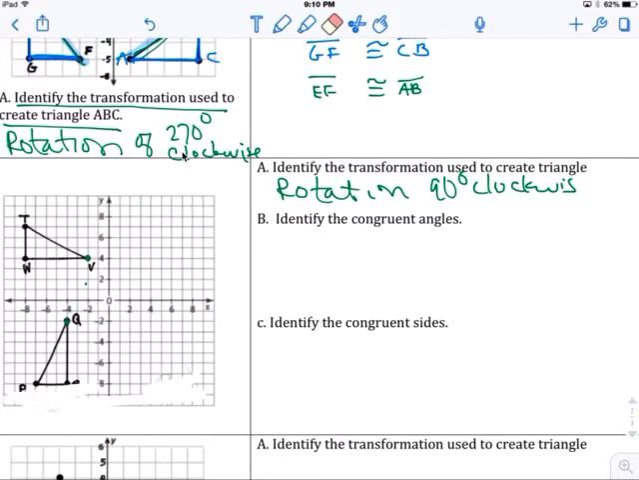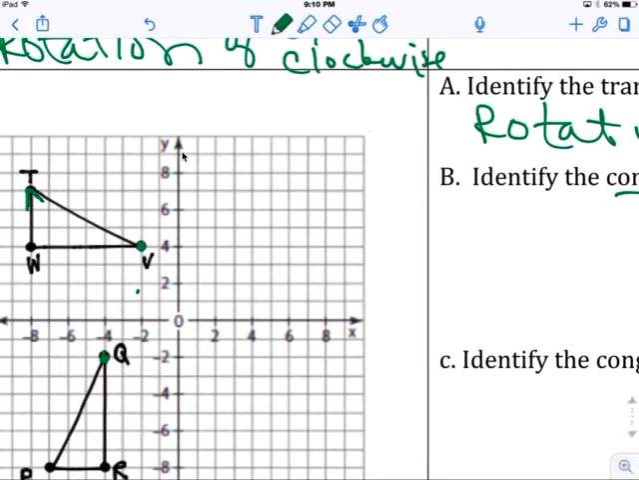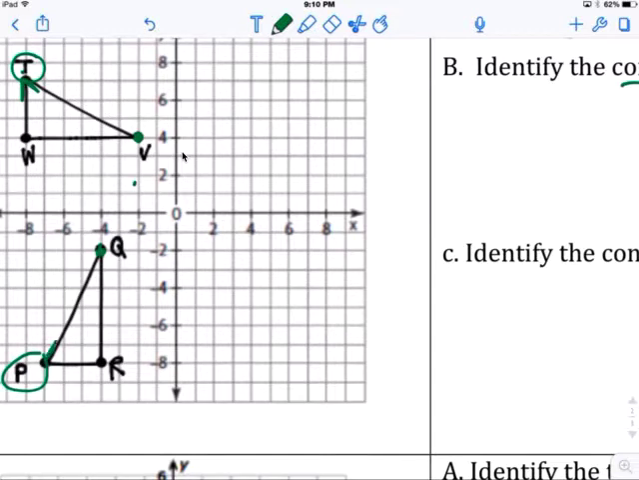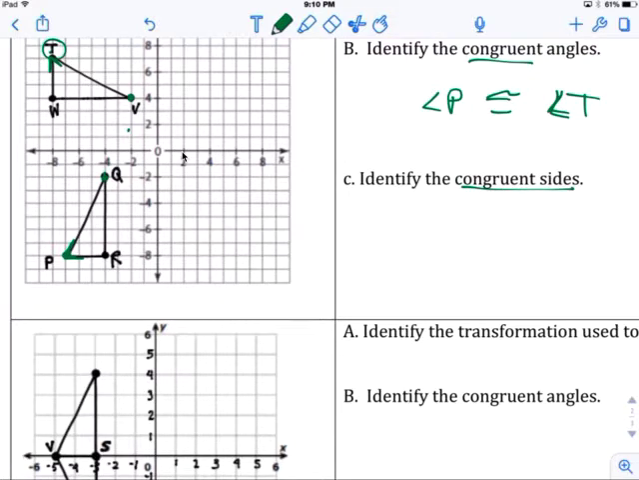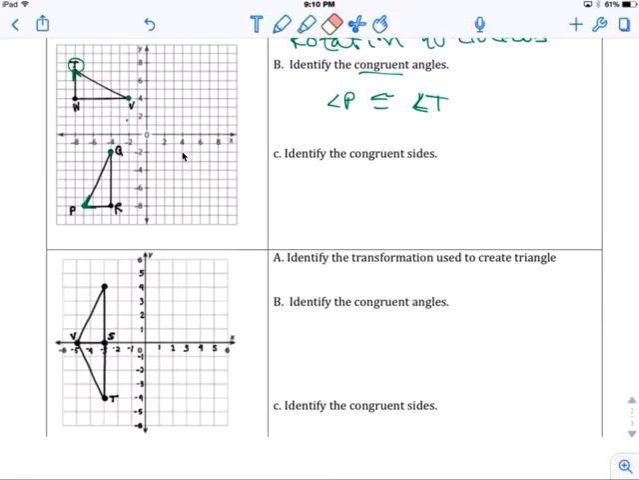Identify congruent angles. Congruent symbol, angle, angle is that. So let's go find the sign on here. See that? That's an upside down angle. Angle T is congruent to angle P. Look at this symbol right here, angle P. And then continue the rest. Congruent sides, all the sides, all the same again. And this is a reflection over the x-axis.